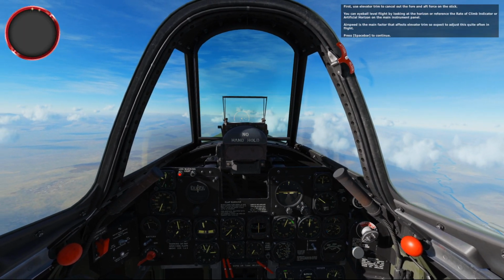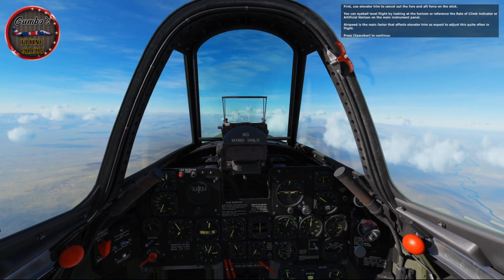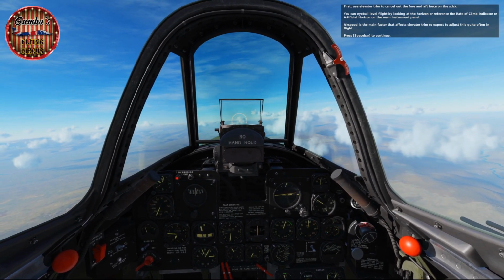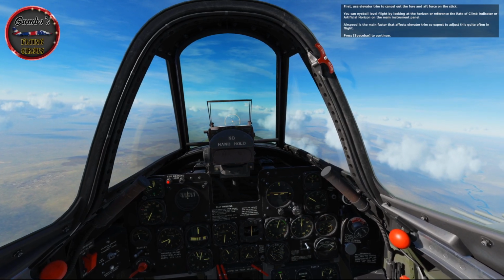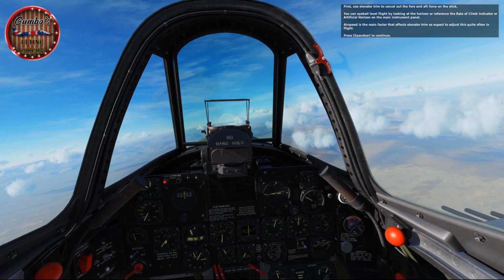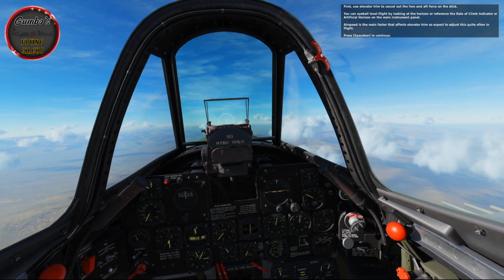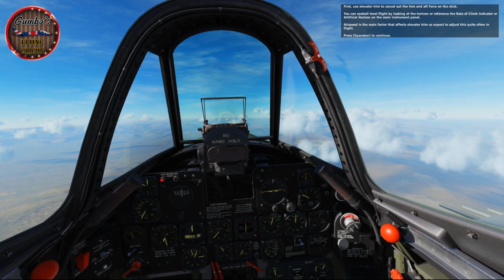First, use elevator trim to cancel out the fore and aft force on the stick. You can eyeball level flight by looking at the horizon or reference the rate of climb indicator or artificial horizon on the main instrument panel. Airspeed is the main factor that affects elevator trim, so expect to adjust this quite often in flight. Press spacebar to continue.